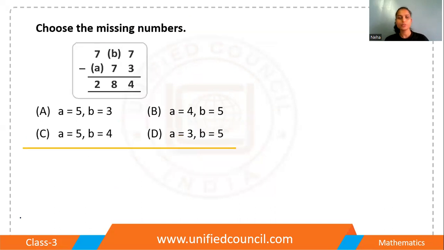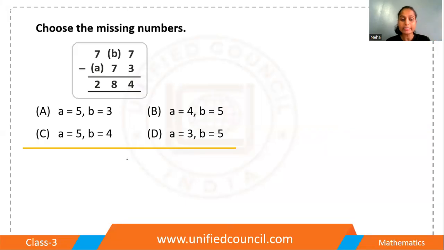Okay, let's move to the next question. Choose the missing numbers. Two numbers are missing and I have to choose them, right? For this, I can take the help of the options. Four options are given, and I have to check which one is the right answer.